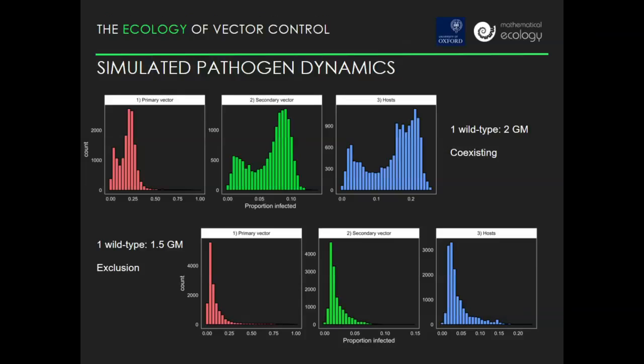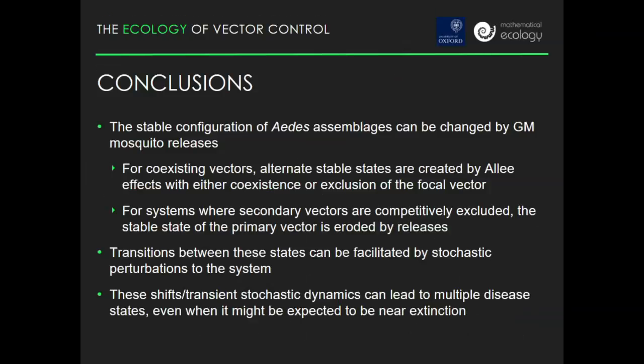As I said before, if we look at the epidemiology here, you can see that the top panel shows the same bistable dynamics that are observed for the vector populations are observed in the epidemiology, as in there are two different peaks depending on what stable state you're occupying. Whereas for the competitive exclusion scenario, you only get a very reduced disease state. The only reason it's not at zero is because there's always a low level of stochastic introductions of infected individuals in the model.